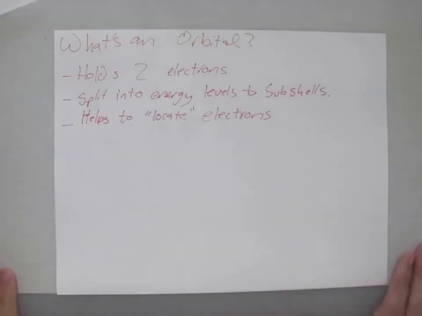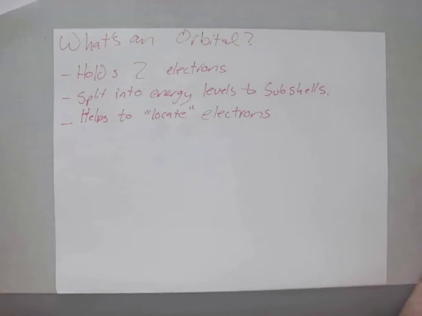So what is an orbital? Simply stated, it's a shell that holds two electrons within it. These two electrons then sit around the nucleus in many different ways depending on what your orbital looks like, and we'll get into that all later. But all you need to know for now is that they hold electrons.